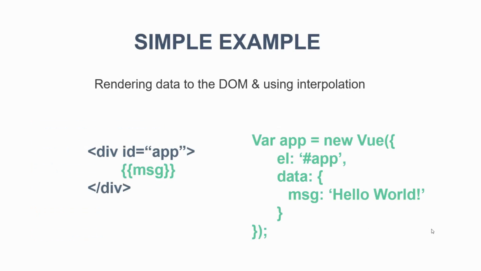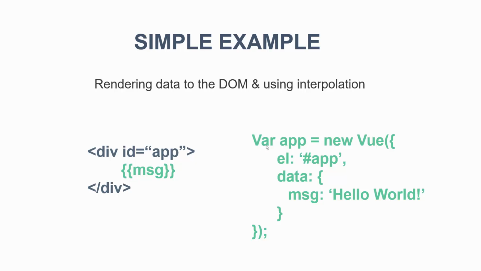Here's a very simple example, rendering the data to the DOM and using interpolation. So we have a div with the ID of app. And by the way, we're going to jump into code and I'm going to show you all this. I just want to give you some very, very simple examples of what's to come. Alright, so we have a div with the ID of app. And in here, we're using interpolation, which is basically a dynamic variable. So we're using this MSG with the double curly brace.